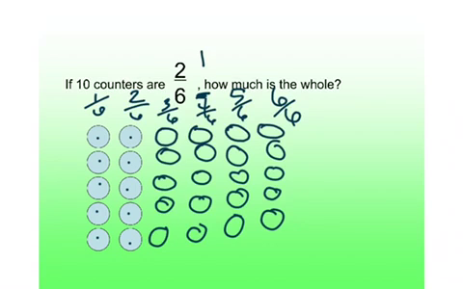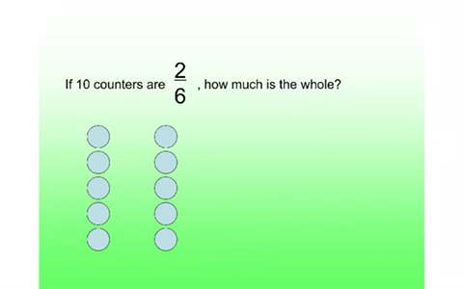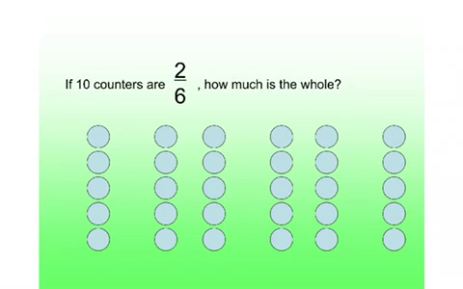And our numerator would be these 2, right? Because we're counting 2 out of those 6, so 2/6 of the whole. Right? And then they figured it out for us. 1, 2, 3, 4, 5, 6. And then we counted those 2 out of there.